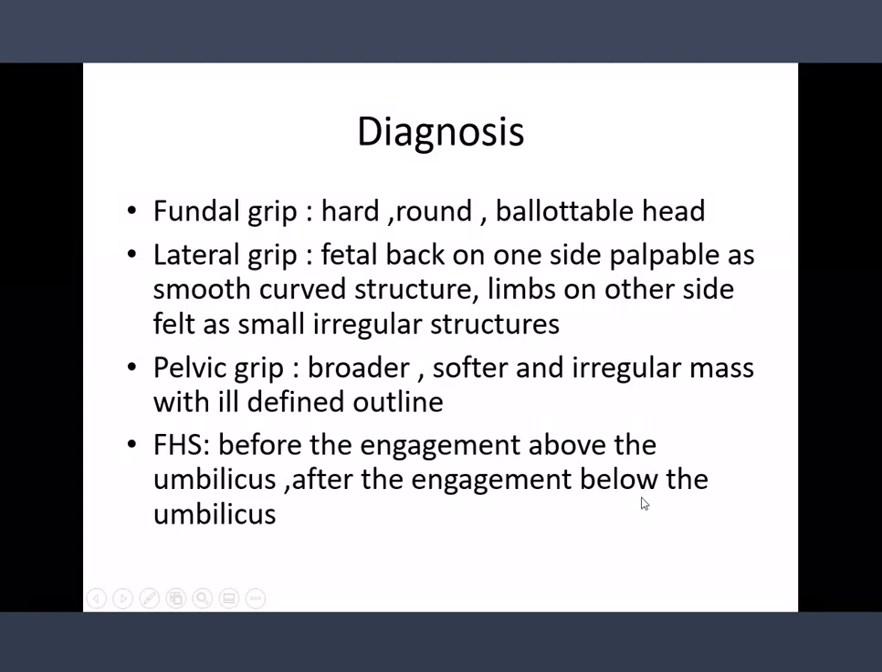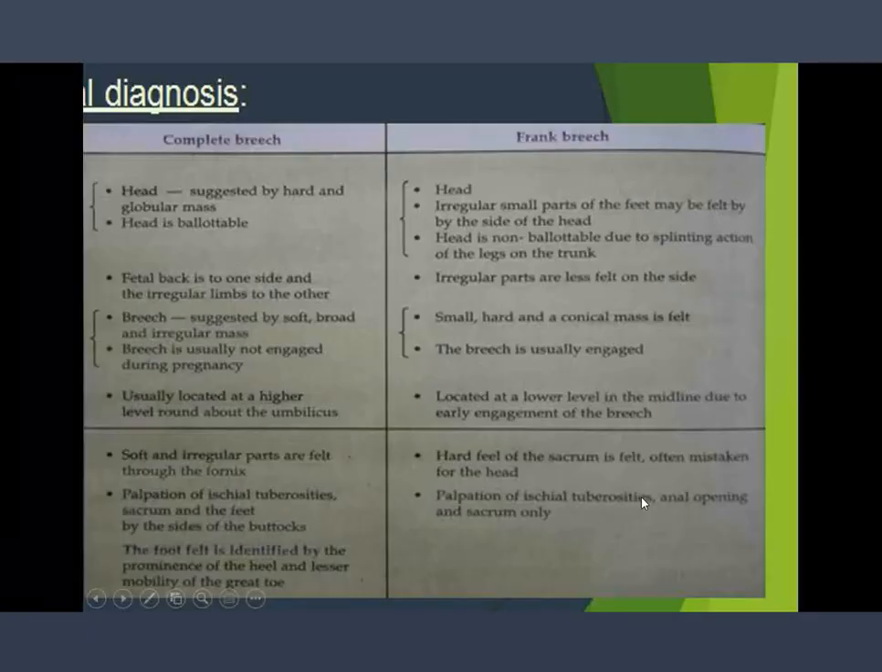After the engagement, they are heard below the umbilicus. So these are the major differences between complete breech and frank breech. After the diagnosis of the breech, we should know whether it is complete breech or frank breech. So these are the abdominal findings. These are the vaginal findings.